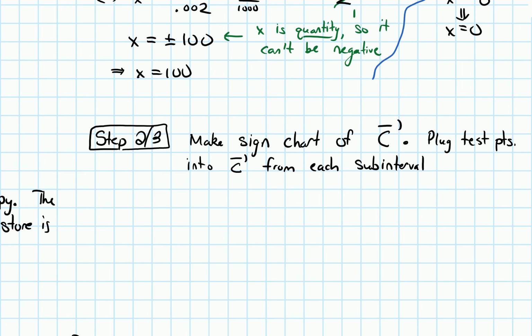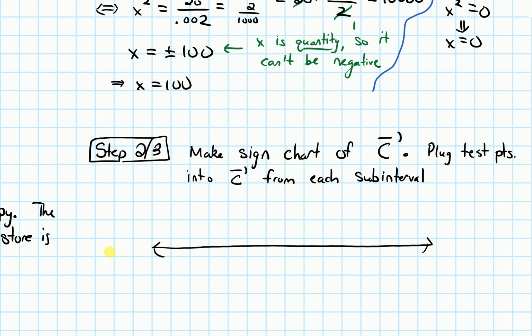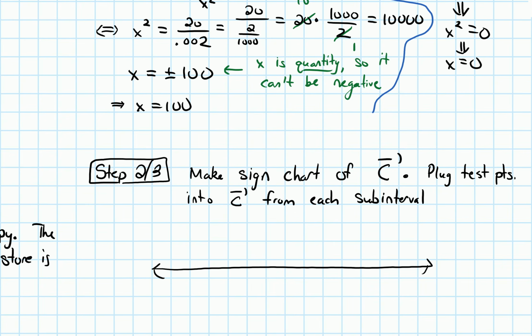So let's review how we do this. We make a number line, and we put the numbers that we got in step 1 on the number line. So we got 0 as one of our values, and we got 100 as one of our values.